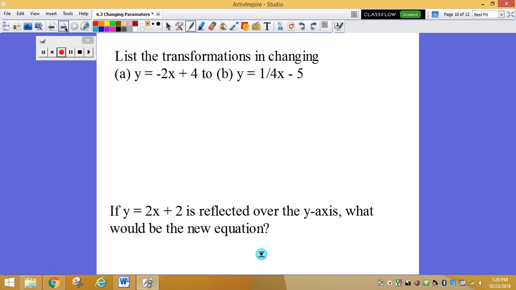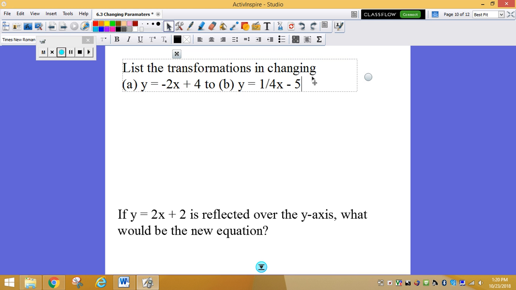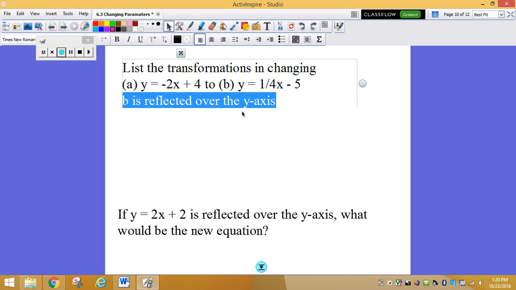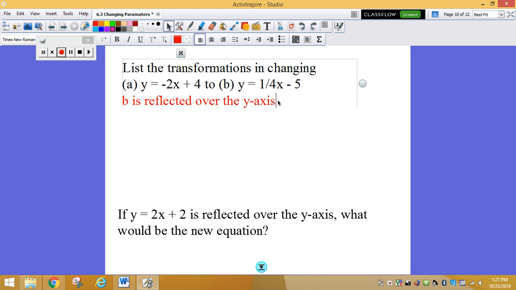Okay, let's list all the transformations in changing A to B. And there's going to be a lot, okay? So the first thing I look at is that in A, my slope is negative. In B, my slope is positive. So I'm going to put that B is reflected over the y-axis. That's making it negative or positive, changing the sign, reflects it over the y-axis.